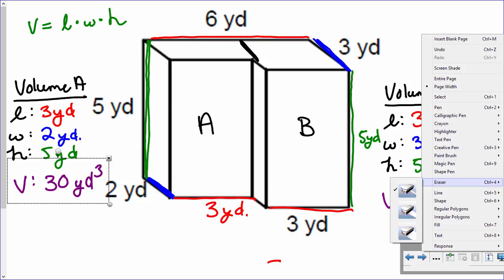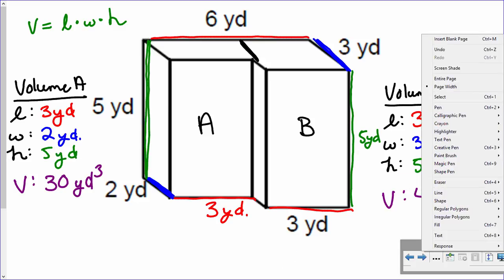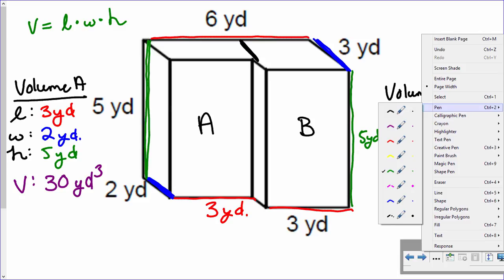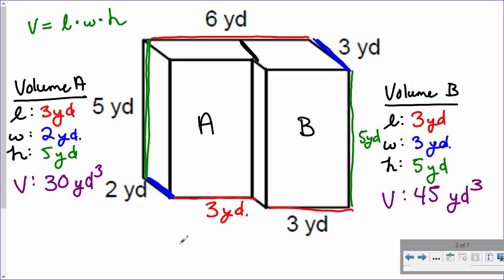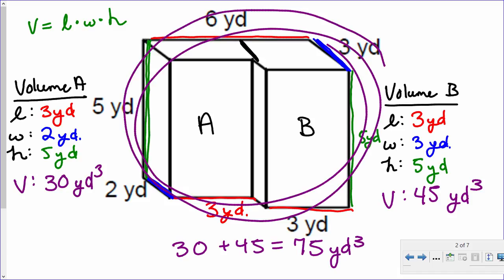So now that we have the volume of both of those rectangular prisms, we're just going to find the sum of the two. So we're going to take 30 plus 45, and the volume of this rectangular prism is 75 cubic, or not this rectangular prism, the volume of the whole compound solid is going to be 75.